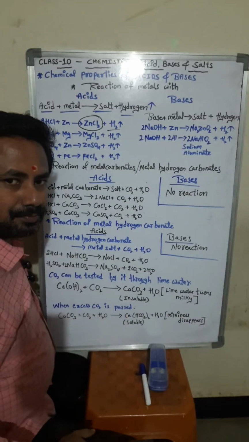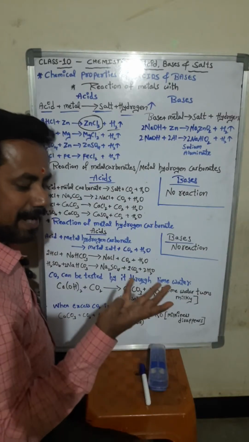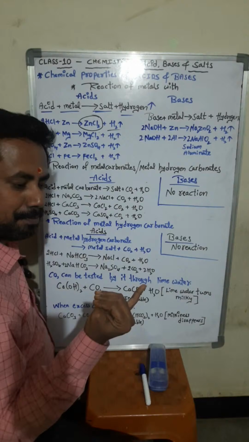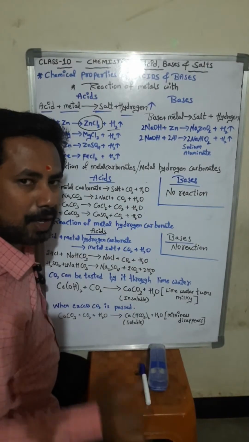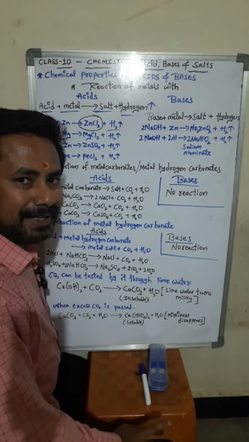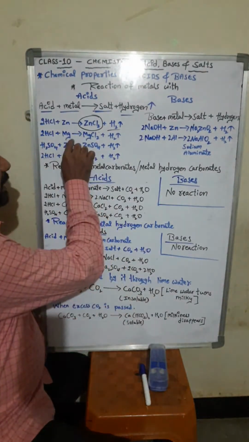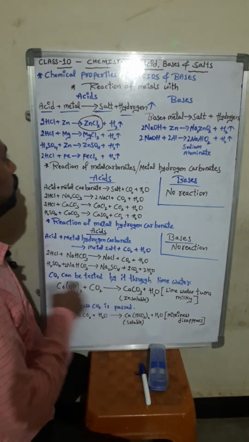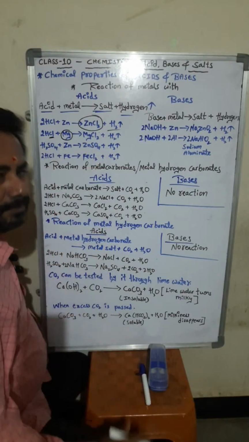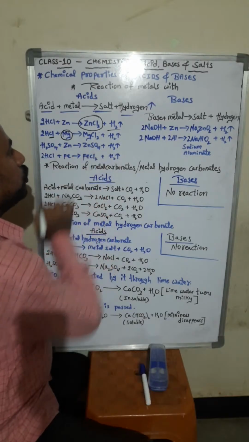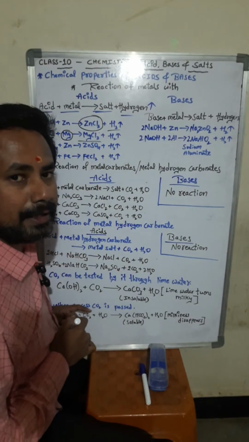HCl, hydrochloric acid, reacts with magnesium. Magnesium, number 12, is the atomic number of magnesium. Magnesium is an element and it is a metal, students. So when magnesium reacts with hydrochloric acid, what will form? Magnesium will combine with chlorine, so MgCl2 will form, students. MgCl2 is the formula of magnesium chloride.